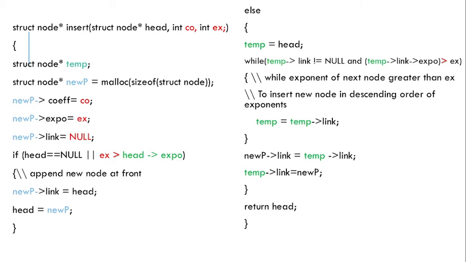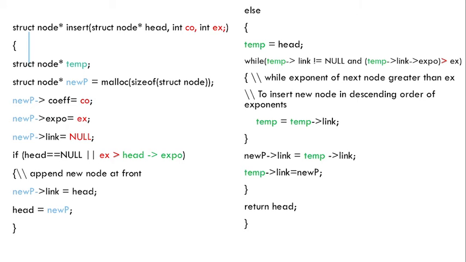Next step is about creating the new node. Struct node star newp equal to malloc. This is the dynamic memory allocation function used to allocate memory to a node during runtime. malloc sizeof struct node. Then we have created a new node.